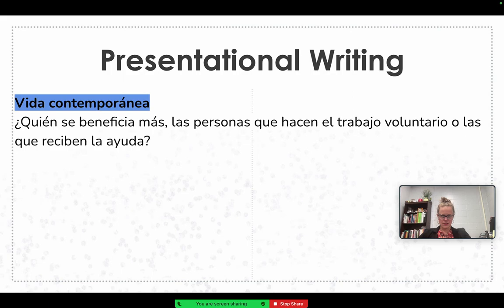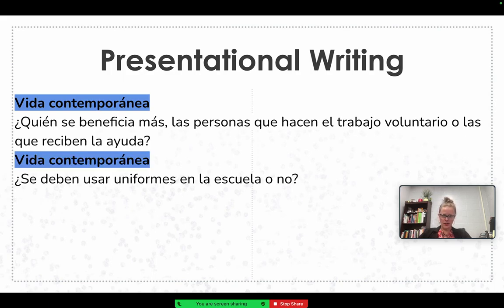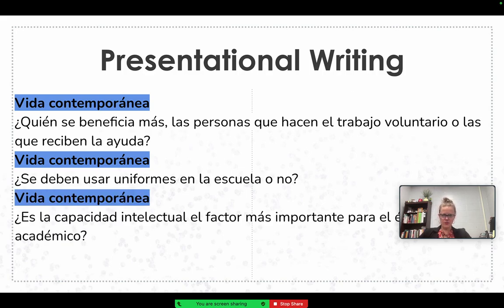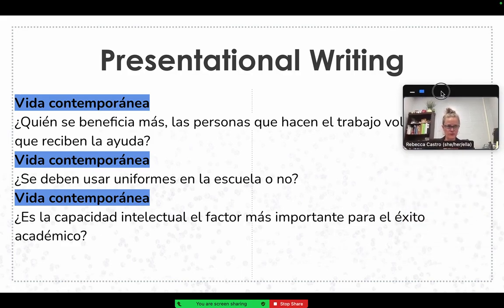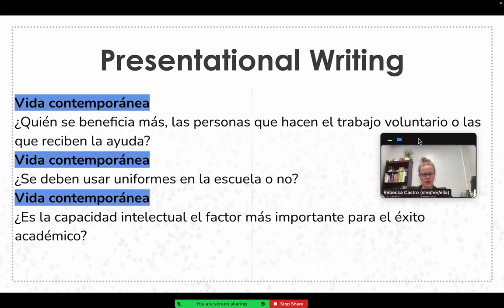Okay, these were the last 3 years worth of presentational writing prompts. ¿Quién se beneficia más? Las personas que hacen el trabajo voluntario o los que reciben la ayuda. Okay, ¿se deben usar uniformes en la escuela o no? And they all have been vida contemporánea. Okay, y es la capacidad intelectual el factor más importante en el desarrollo, el éxito académico. So those have been the last 3. So again, they're always yes or no questions. You're taking a clear posición de que sí o no, okay, or one or the other. So taking notes and looking for evidence for that.